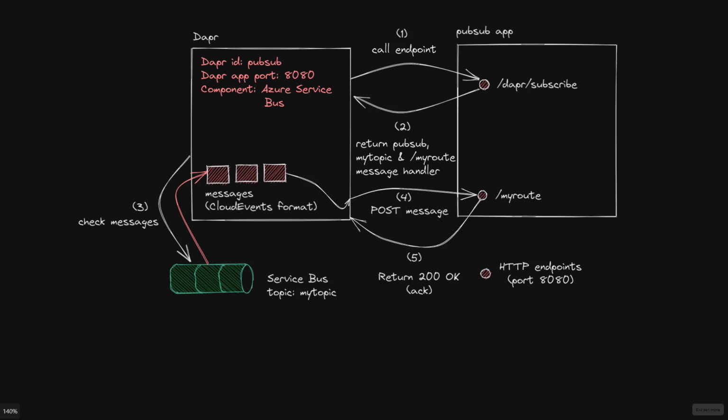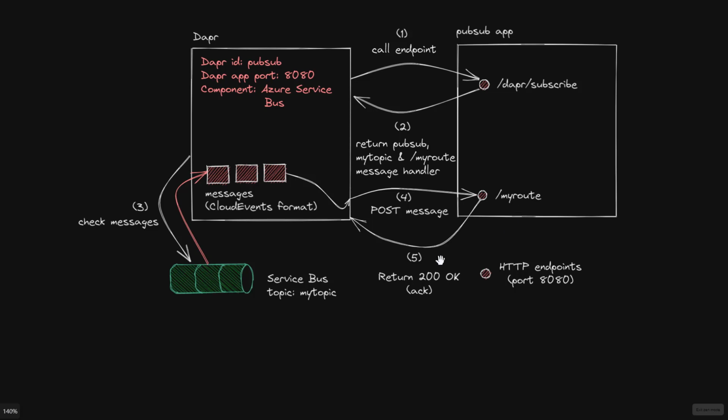And here you see a visual representation of what we just discussed. I'm not going to go all over it again, just to stress the point here that indeed my Dapr application, or Dapr, needs to be informed that my application is running on port 8080 because it needs to call the Dapr subscribe endpoint to know the topic that my application is interested in, and the route, in this case /myroute, that Dapr has to send messages to.